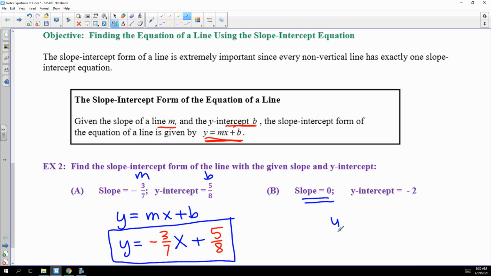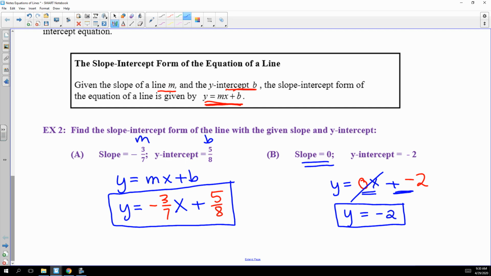So here we have y equals, now we're going to replace m with 0, times x, and a y-intercept of -2. This really doesn't look very clean, so we're going to clean it up a little bit. We know that 0 times anything is 0, so this is just going to go away. And then, yes, you should simplify that and say y equals -2, and that's complete. Doesn't look a whole lot like slope-intercept form, and you should recognize that as the equation of a horizontal line. But if you don't, there's a little bit of a summary at the end of these notes.